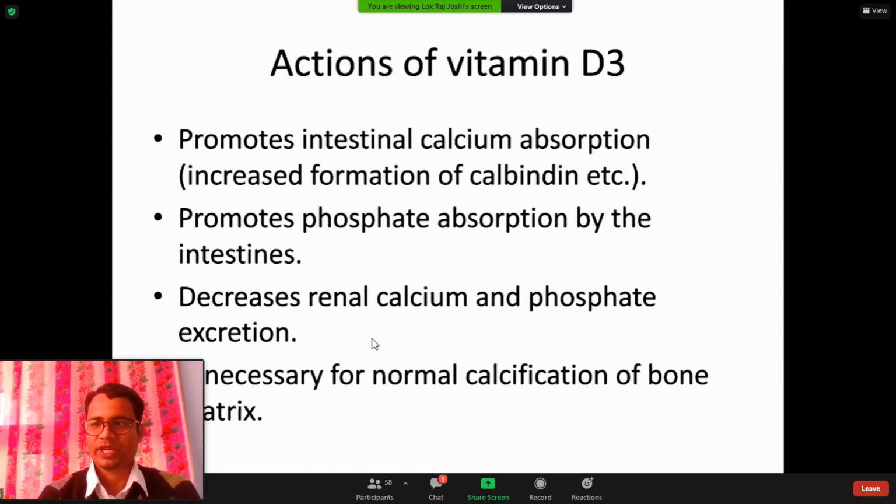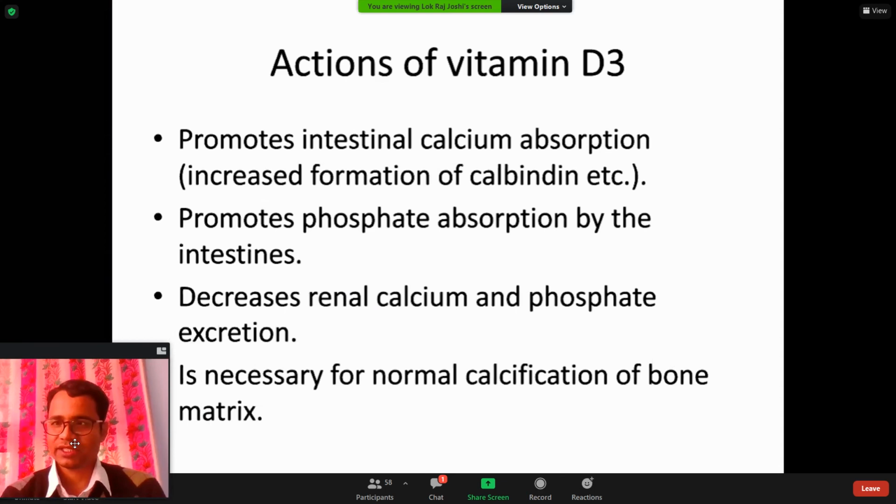See the difference between the action of vitamin D3 and parathyroid hormone. Parathyroid hormone would conserve calcium, that is, increase reabsorption of calcium, but excrete phosphate in urine. But vitamin D3 reabsorbs both of them. But the more potent effect is that of parathyroid hormone.